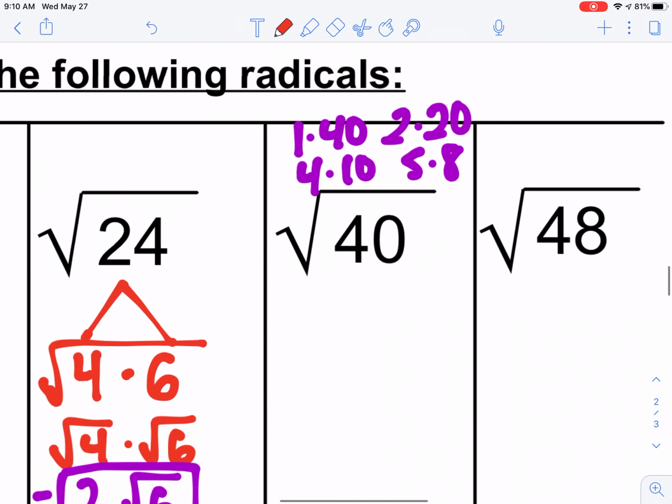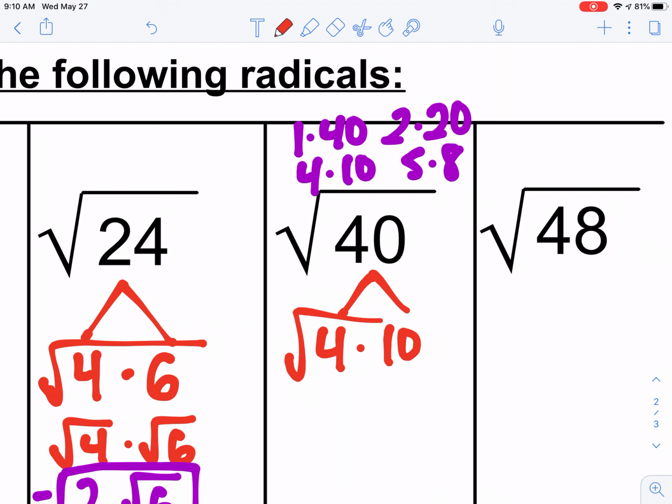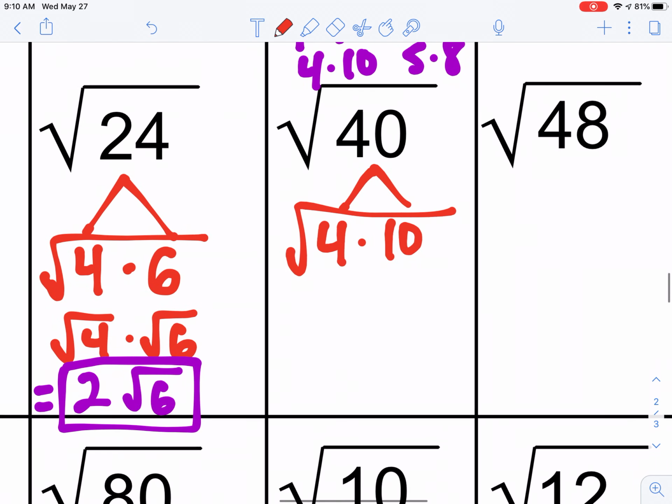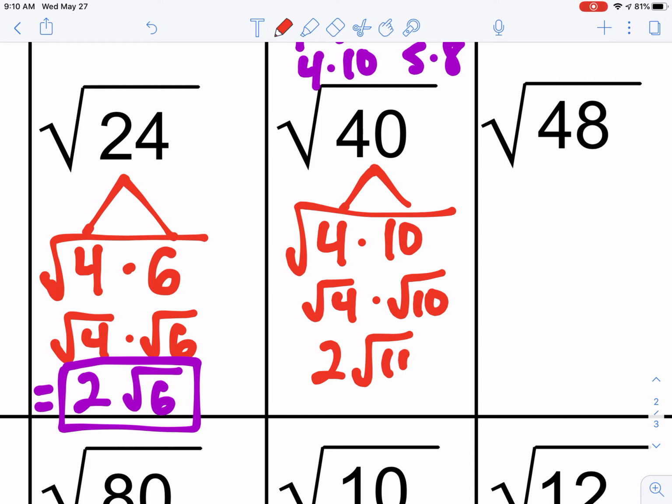So that means we have to rewrite 40 as 4 times 10. So square root of 4 times square root of 10. Square root of 4 is 2. Square root of 10 you cannot simplify, so that stays as is, and that's your answer, 2 root 10.